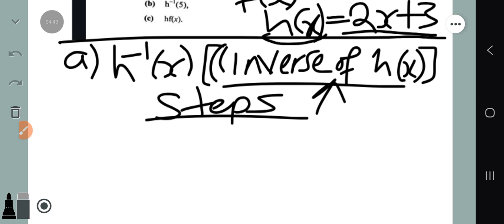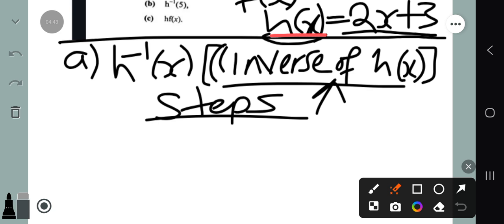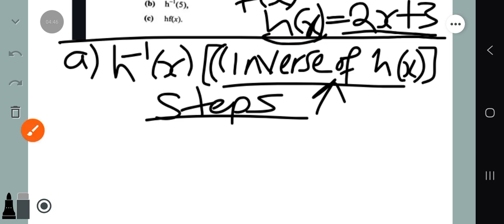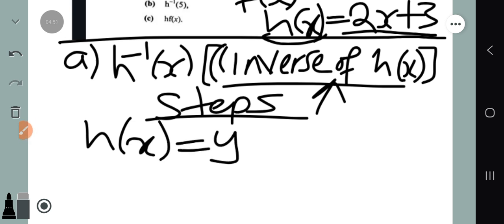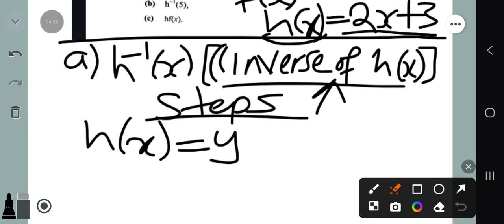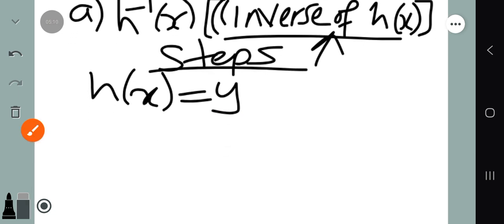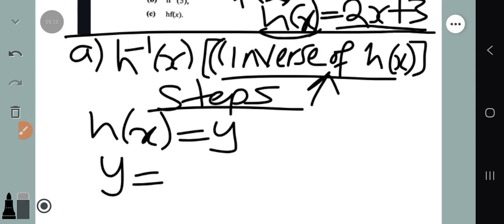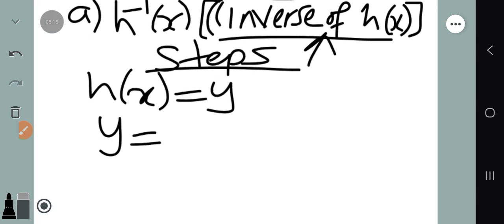So step number 1, make h(x) equal to y. So let h(x) be equal to y. That means where there is h(x), I'm going to put y. So it's going to be y equals 2x plus 3.